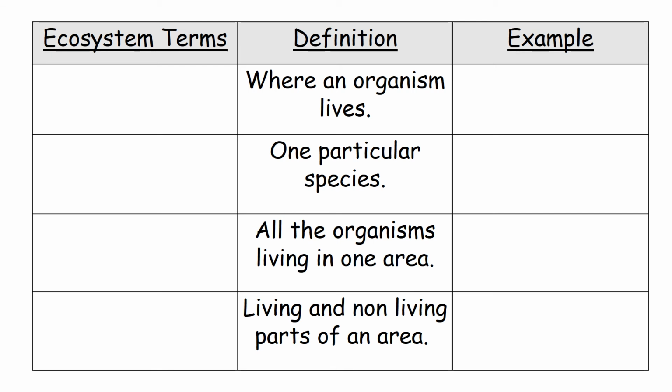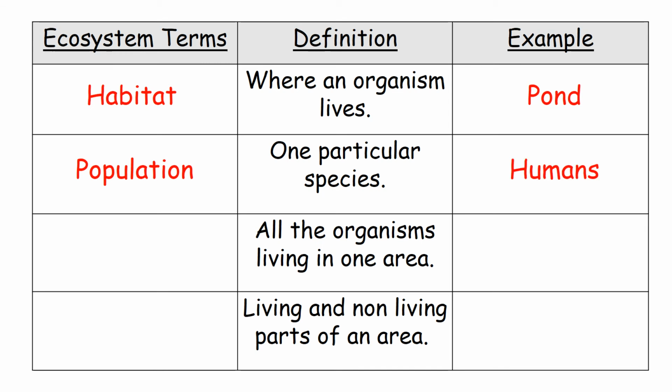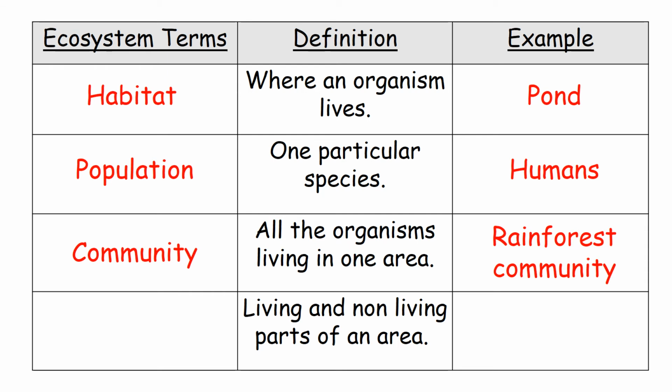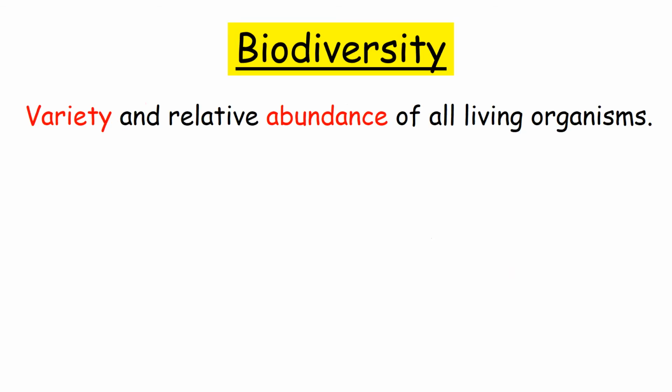Okay, so you should have had where an organism lives is its habitat. An example that you can fill in is a pond. One particular species is the population. For example, humans. All of the organisms in the one area is the community. So, rainforest community. And an ecosystem is the living and non-living parts of an area. For example, the city.